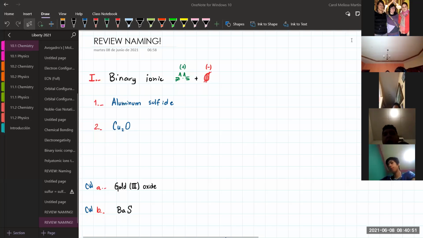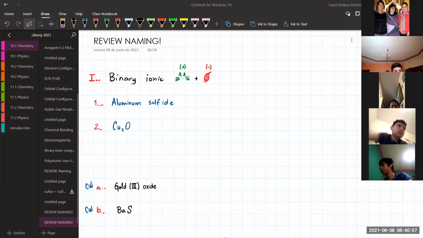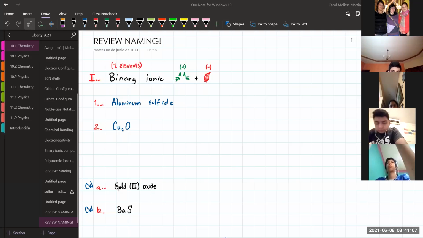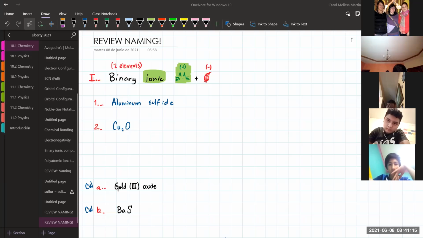For binary ionic, remember the word binary means that it's only going to be made of two elements, and ionic means that you're going to have a compound that has a positive ion or cation and a negative ion or an anion.